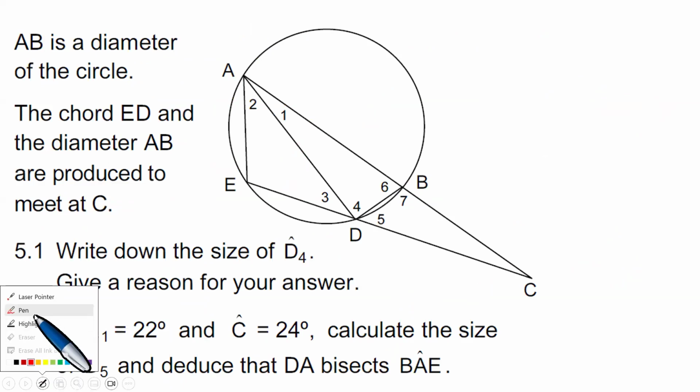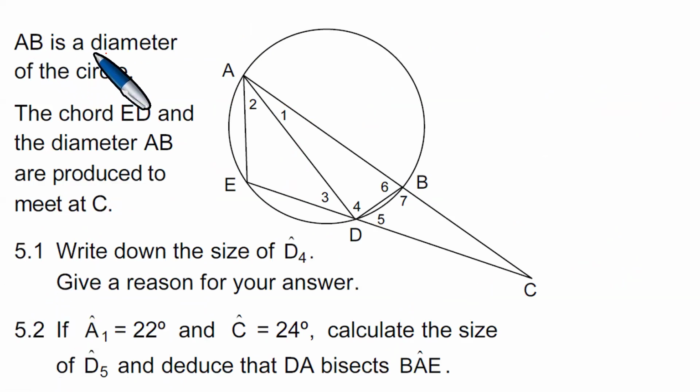Let's look at the next question. Here's the next question. AB is the diameter. Here is A, and here is B, and this is the diameter of the circle. What angle does it subtend? What is the size of this, before they even ask us anything?